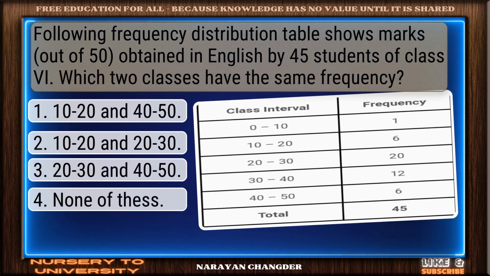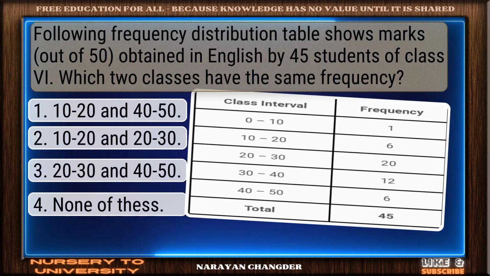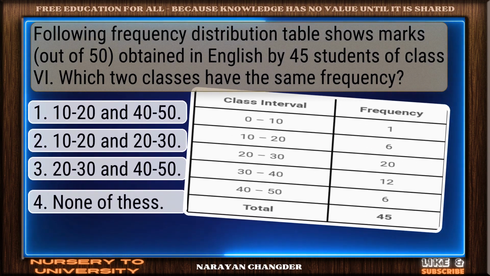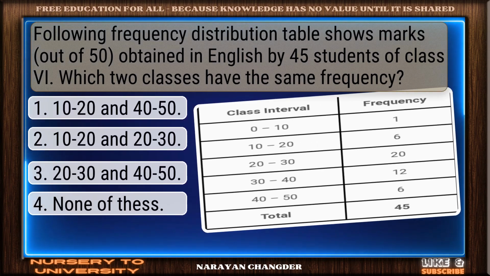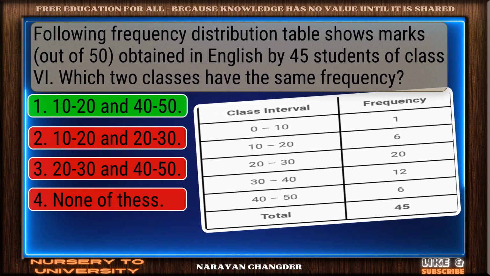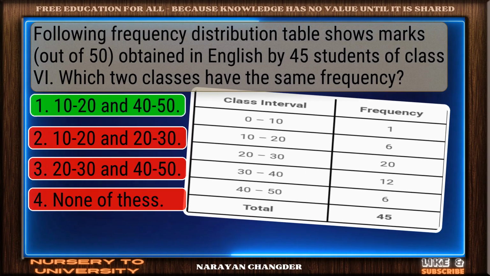The following frequency distribution table shows marks obtained in English by 45 students of class 5. Which 2 classes have the same frequency? You chose 10-20 and 40-50, and it is correct.